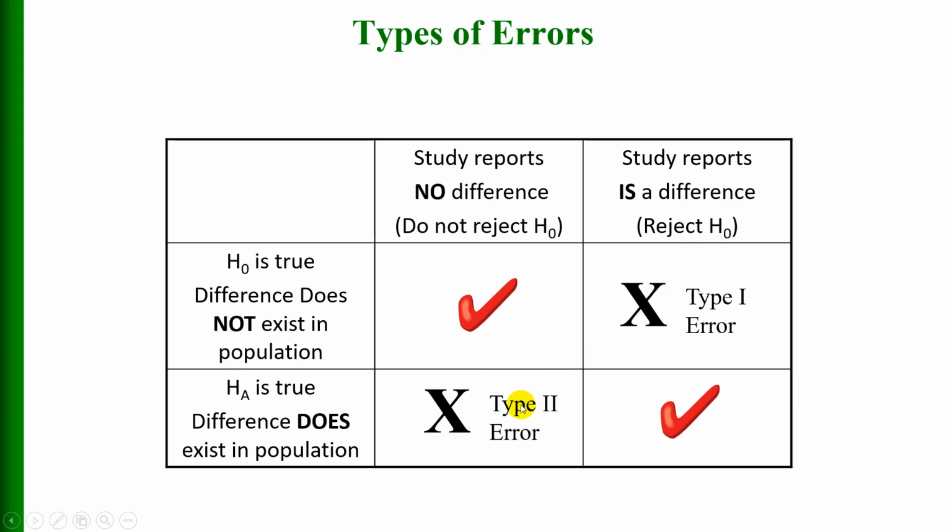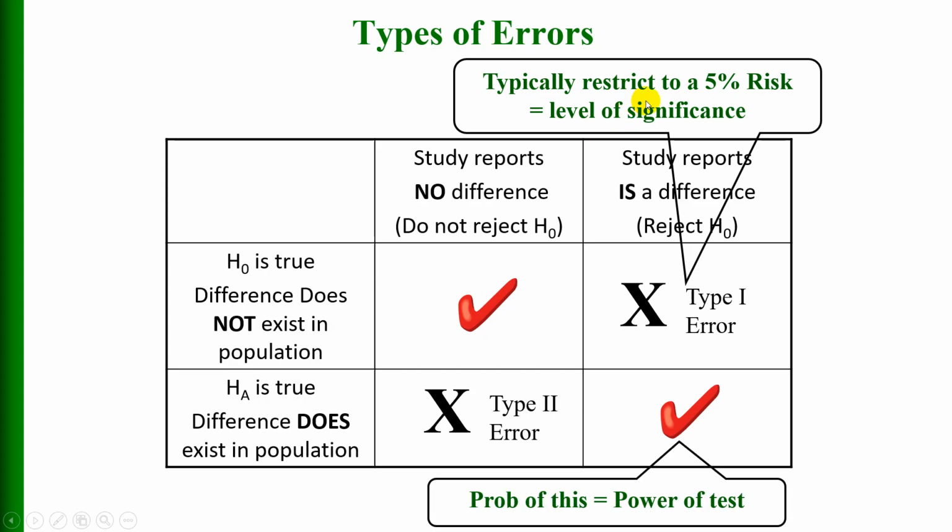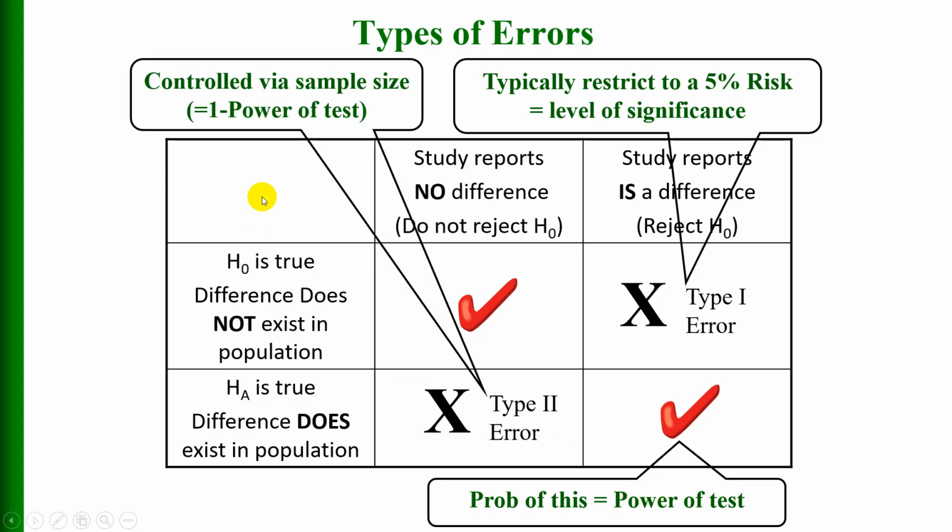So these are basically the two types of error that statisticians or researchers usually make. So one should be very careful when we make conclusions or decisions. So typically we stick to a 5% risk, that is the level of significance, and the probability of avoiding the type 2 error is the power of the test, controlled by the sample size. It is 1 minus the power of the test.